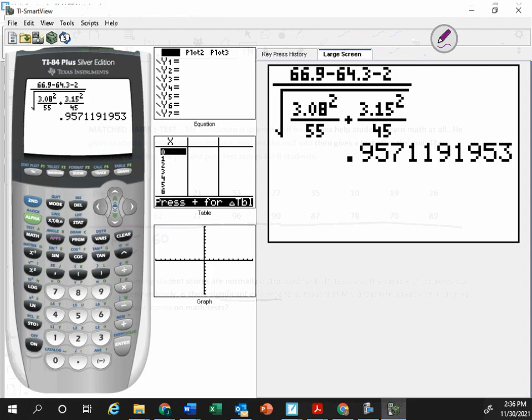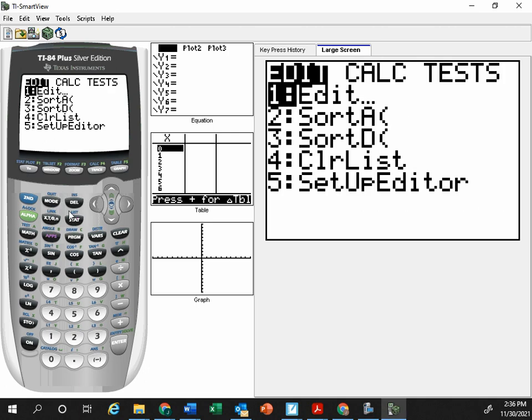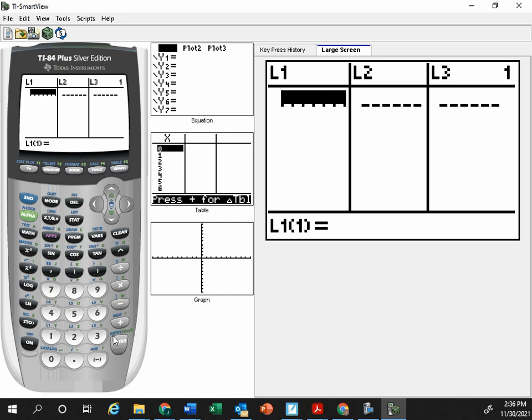So go ahead and on your calculator, go to Stat. And then we're going to pick Edit. We have to put these values in our lists. I'm just going to go ahead and do pre-test in list 1 and post-test in list 2. So go ahead and put those in.